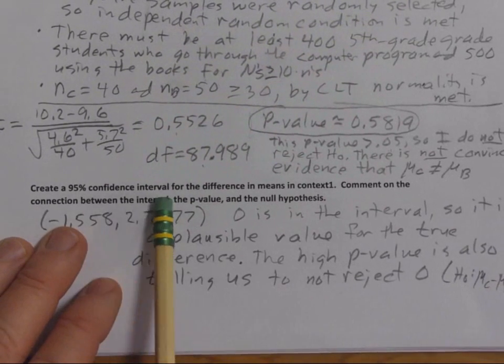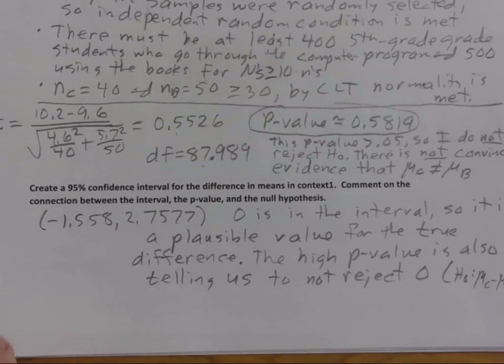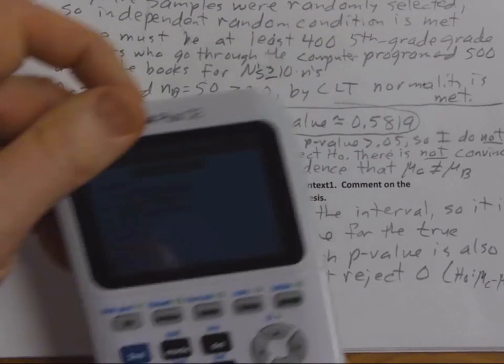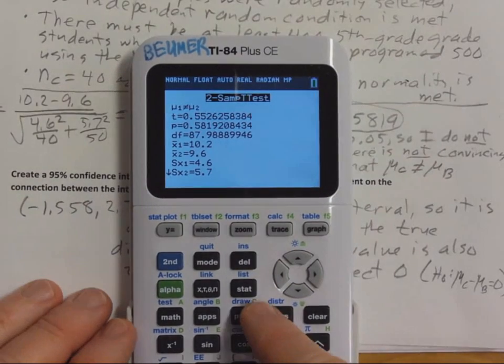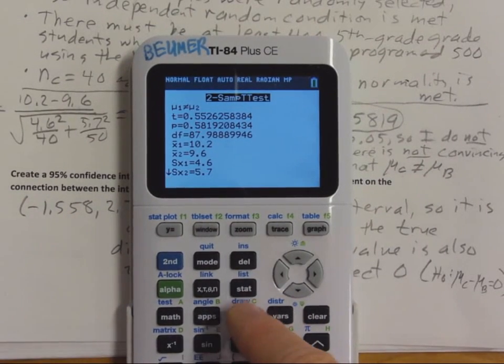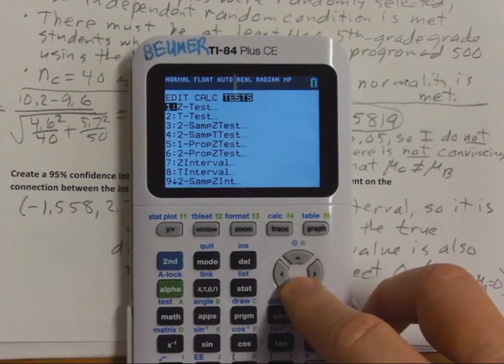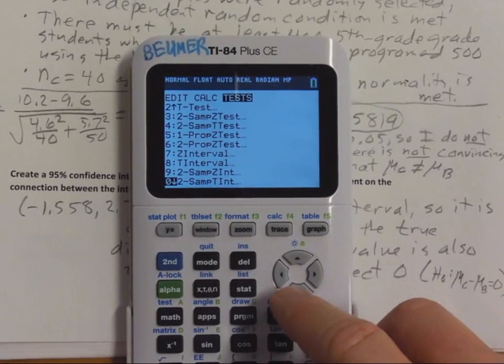So create a 95% confidence interval for the difference in context 1. That was in the last chapter, chapter 10. So let's do that. Let's create a 95% confidence interval. You remember we go Stat, Tests, and we go down to option 0, like that.